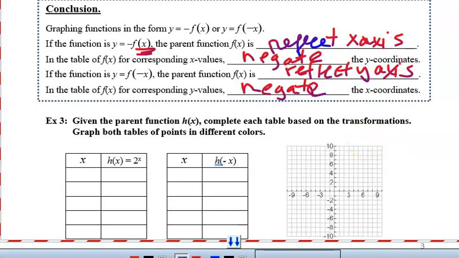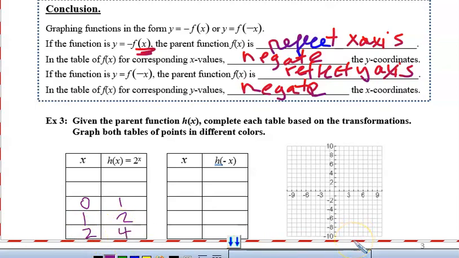So if I do an example, 2 to the x, this is one of your exponential functions. It's your parent function that you did in your book from page 6. So 2 to the x, let's put in whatever values of x that you want in there. For example, I can plug in the number 0. 2 to the 0 we know is 1. I can plug 1 in there. We know 2 to the 1 is 2. I can plug 2 in there. We know 2 squared is 4.